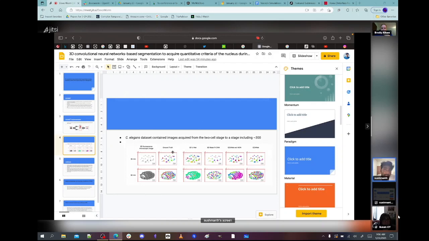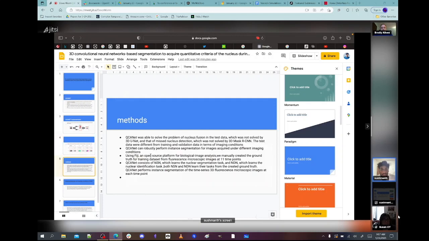And they have implemented QCANet. Then they compared and trained the model. QCANet was able to solve the problem of nucleus fusion in test data, which is not solved by 3D U-Net, and that of missing nucleus detection, which was not solved by 3D Mask R-CNN, or the CNN implementation also. QCANet robustly performed instance segmentation for images acquired under different imaging conditions.